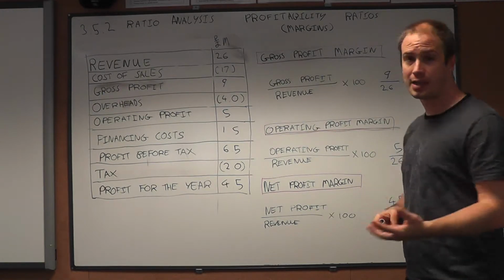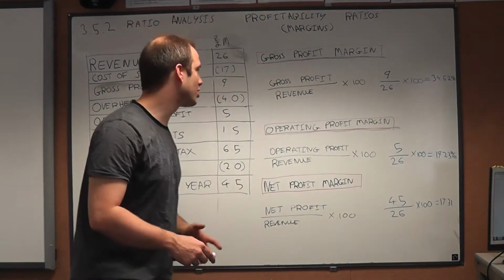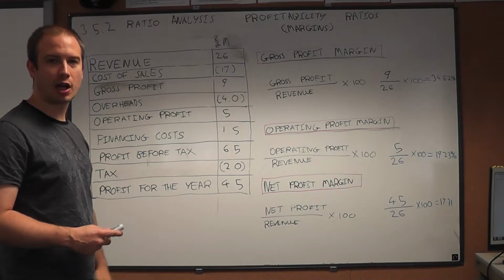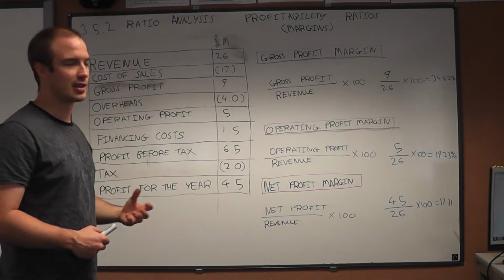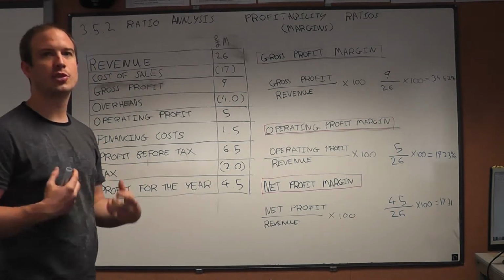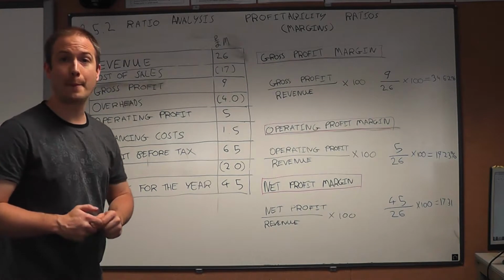So there are three margins that we can look at. We're taking advantage of the profit and loss account and using these to measure kind of efficiency in the business. How efficient is the business in turning its revenue into its different types of profit? And this can be really useful for managers.